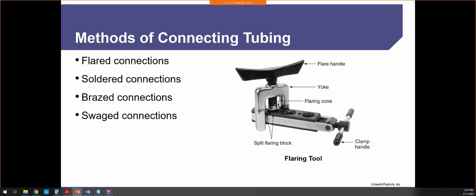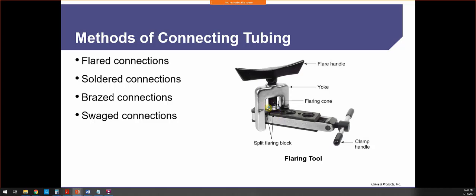So we have flared connections, okay? We also have solder connections, braze connections, and swage connections. To the right is a flaring block. This is the traditional way of using this tool, or creating flares. We're going to put in a piece of copper inside here, where the copper is going to stick out slightly above the top of the block.